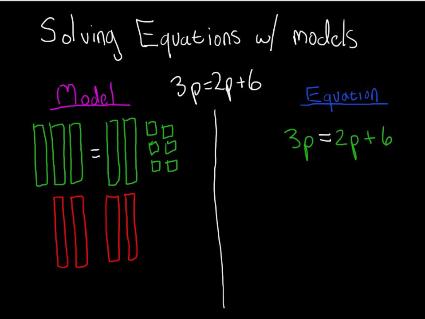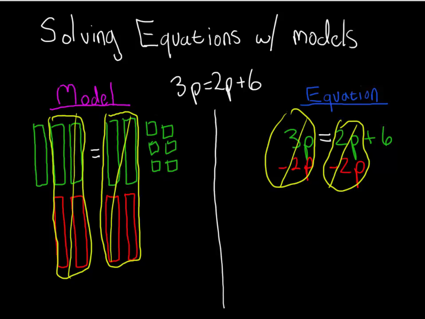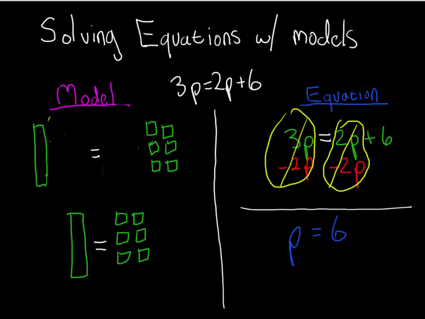Here's what that looks like on the equation side. Subtract 2p, subtract 2p. On the right side, I've created 2 zero pairs, just like I have on the left side. Zero pairs cancel out, and I'm left with 1 bar equal to 6 units. Translating this into equation language, and we get p is equal to 6.